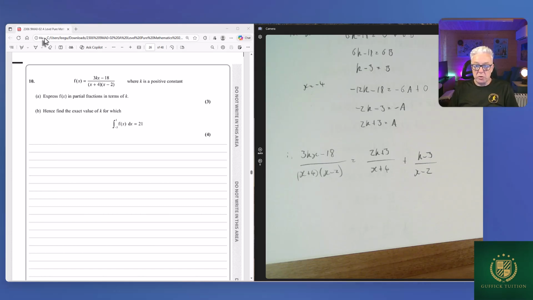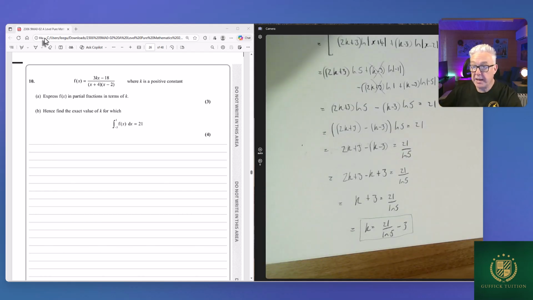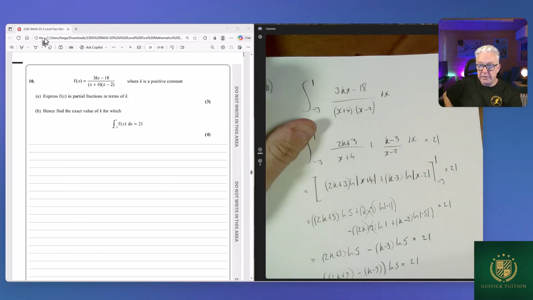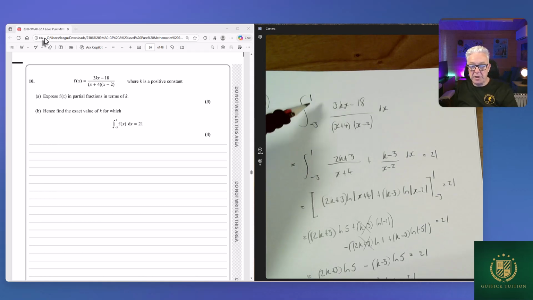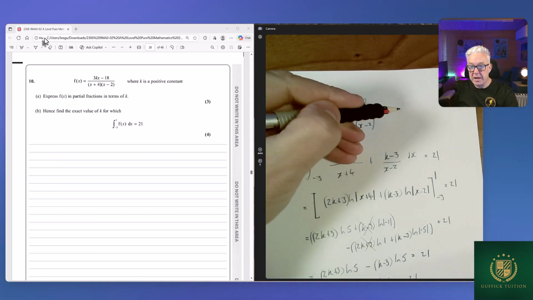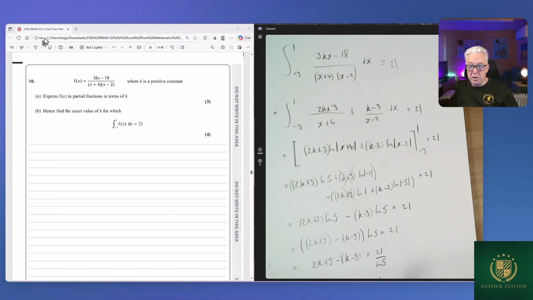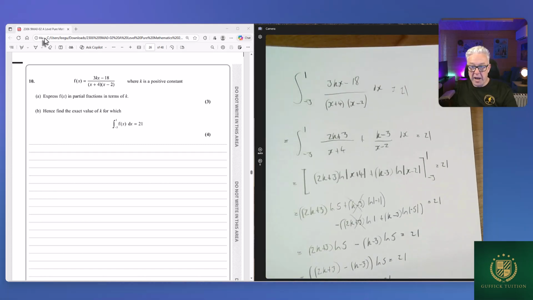So a little bit unusual just with the k's there in the numerator. Part B says, hence find the exact value of k for which the integral between minus 3 and 1 of f of x with respect to x is 21. So we've got to integrate our function now. So let's have a look at doing that. We're going to integrate between minus 3 and 1, and that's going to be equal to 21. We're going to use our partial fraction result from part A, put that in.